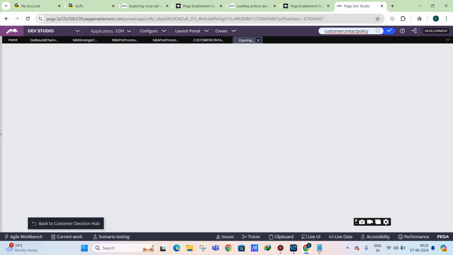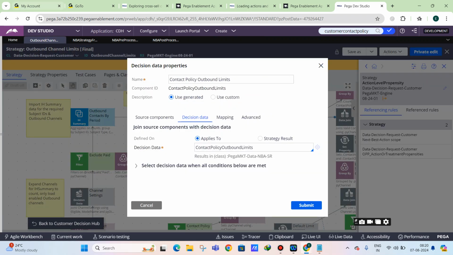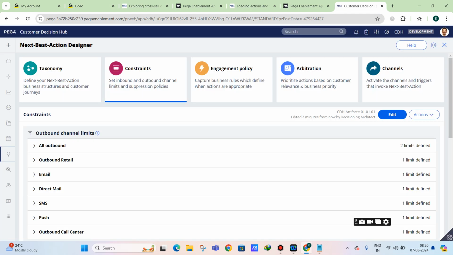I think it's been withdrawn, and replaced with a new one. But you can check this strategy and see where it is getting called. You can go through that.